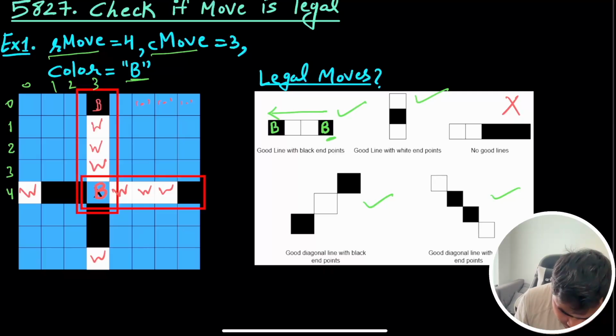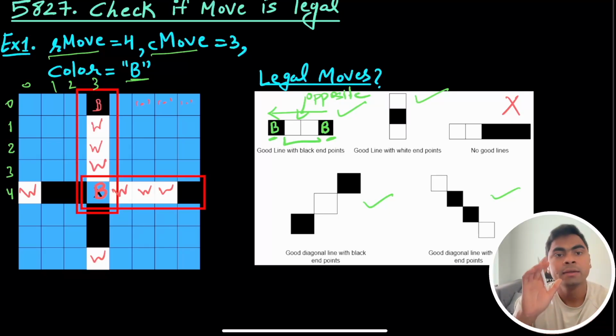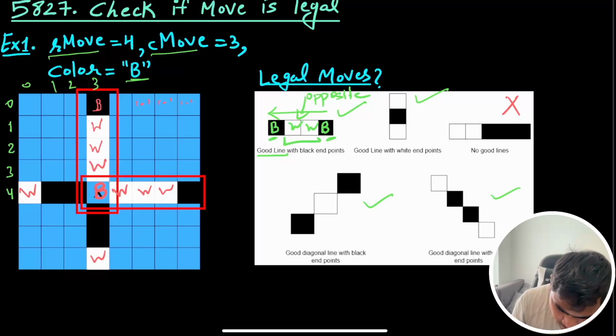This is a black color, then it has to end with the black color. Then in between, everything has to be the opposite color, all right, opposite color. So this, and without any empty cell, without any dots. All right, so this is white, this is white, and that's why it is a good line. And this was a legal move.